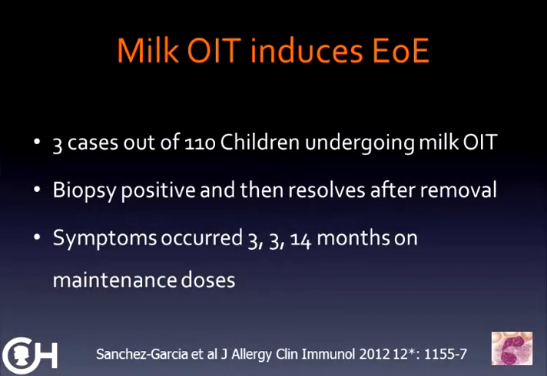This was a recent report published just very recently in 2012 about people who were doing it for milk. It was like 110 children who had undergone the oral immunotherapy for milk, 3 out of 110, so a little under 3%, developed eosinophilic esophagitis. Again, it occurred anywhere from 3 to 14 months. So the standard oral immunotherapy doesn't work.